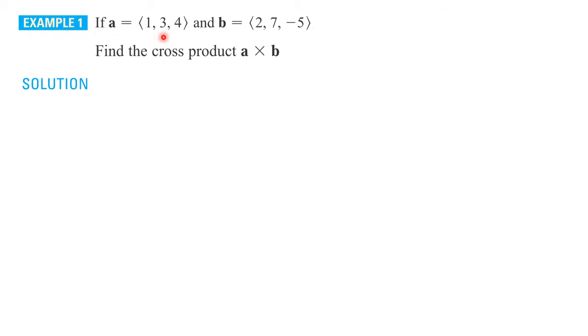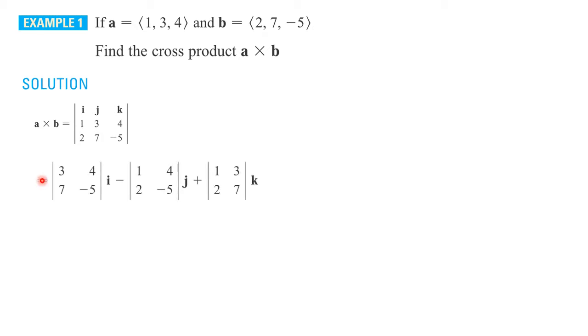Example: if A is equal to 1, 3, 4 and B is equal to 2, 7, minus 5, find the cross product A cross B. So first row i, j, k, next row A, which is 1, 3, 4, and next 2, 7, minus 5. How to simplify this? For the i component, 3, 4, 7, minus 5. Minus for the j component, 1, 2, and 4, minus 5. Plus for the k component, delete this row and column, 1, 3, 2, 7.